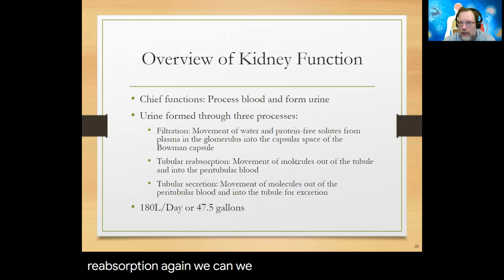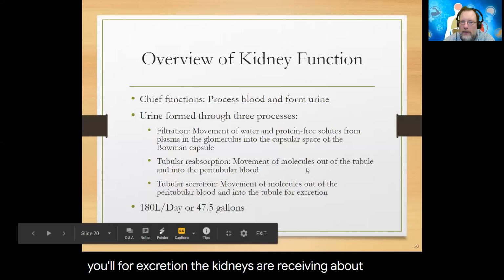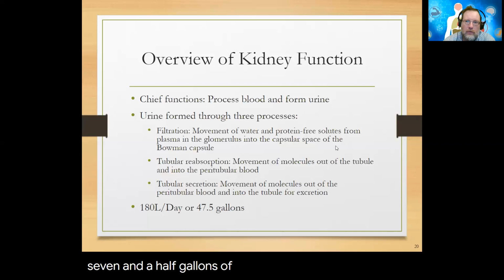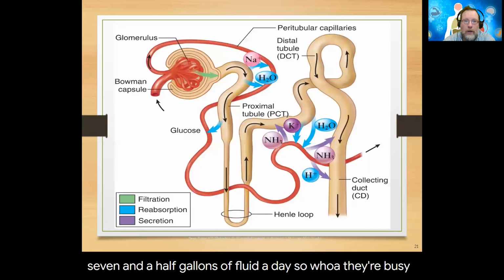Okay, tubular reabsorption. Again, anything that got into that tubular network as filtrate, we can pull out of the tubular network and put back into the bloodstream. Secretion: if there are items in the blood that we really do need to get out of the blood and eliminated from the body, we can secrete them out of the blood and into the tubule for excretion. The kidneys receive about 47 and a half gallons of fluid a day. So, whoa, they're busy. All right.